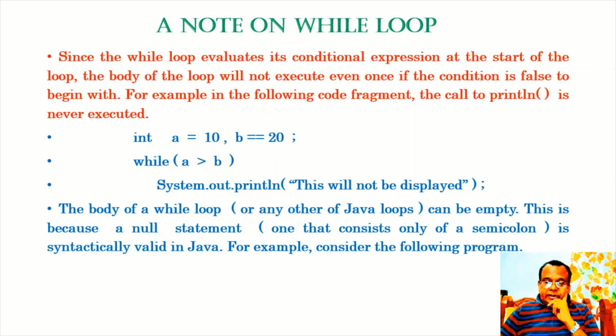System.out.println("This will not be displayed."); Of course, this will not be displayed because a is 10 and b is equated to 20. While a greater than b doesn't occur at all. A greater than b doesn't satisfy at all. So this entire System.out.println statement will not get displayed.